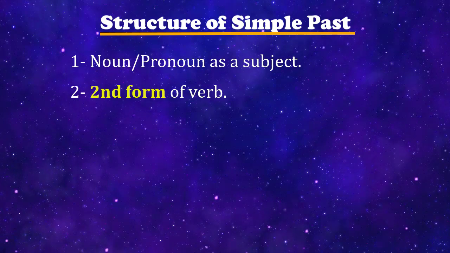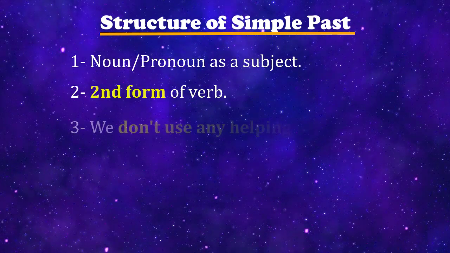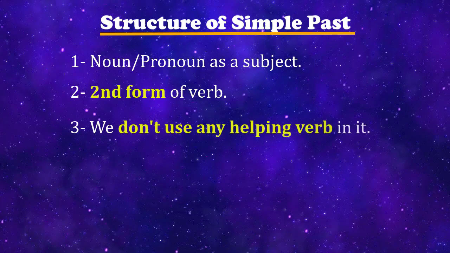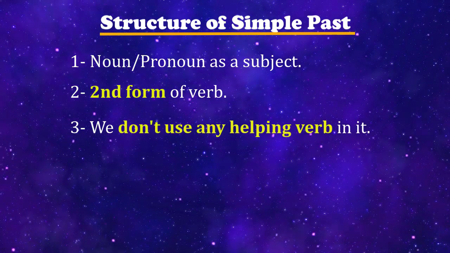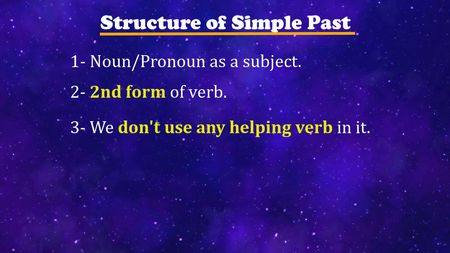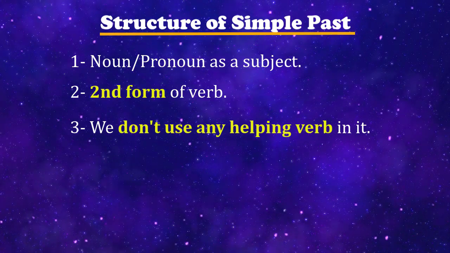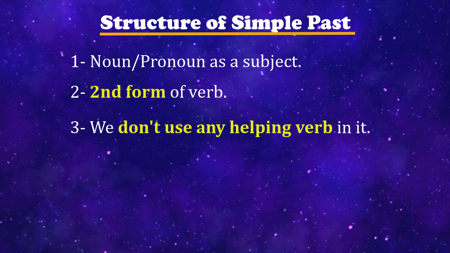Our next rule is that we do not use any helping verb in this type of tense. This is the main identification of simple present tense and simple past tense. Actually, the main identification of simple tense is that no helping verb is used in it.